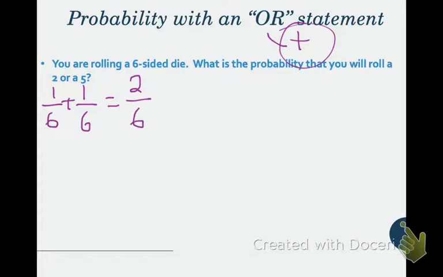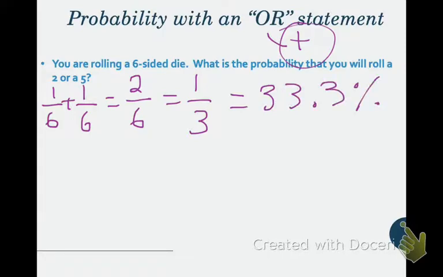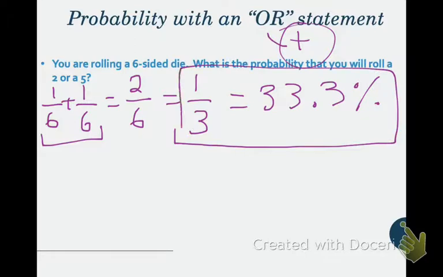Also, if you need to, put that in your calculator, which equals 1/3, which is 33.3%. When you are doing this, you can either type your answers in or write them down on a piece of paper, that's fine. But you need to show these two fractions that you're adding together. You need to show the simplified fraction and the percentage. If you don't show this middle step, that's okay.